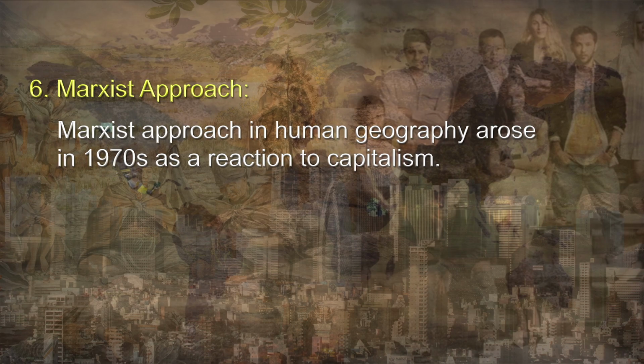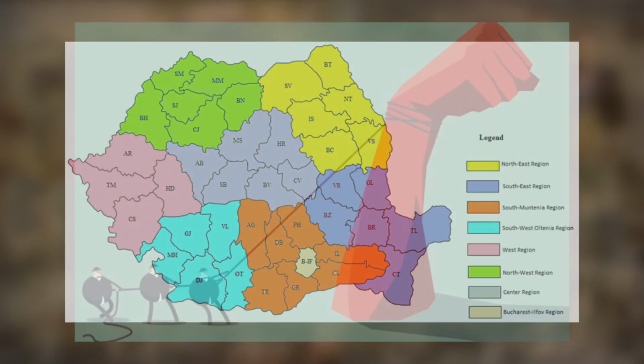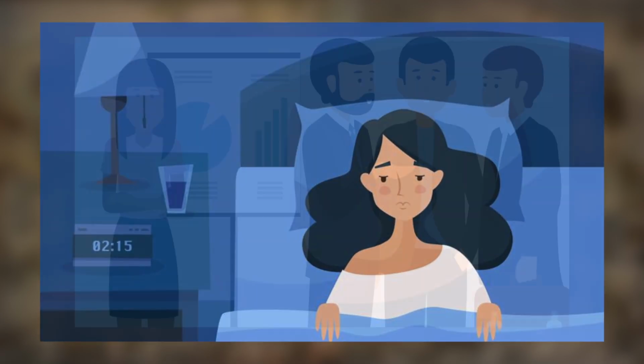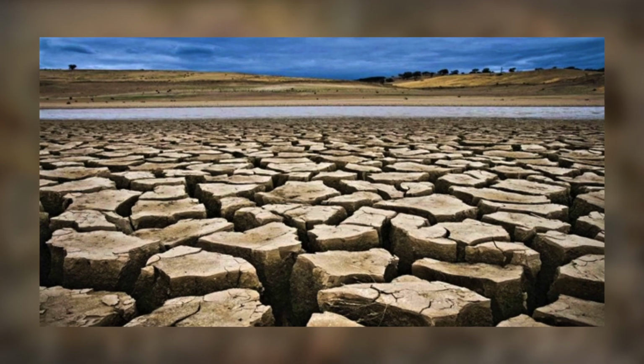The Marxist approach in human geography arose in the 1970s as a reaction to capitalism. This approach is a perspective within historical materialism, which is centrally concerned with the ways in which space, production and landforms are involved in the reproduction of specific social formations. Its main emphasis is on unequal development, regional disparities, deprivation, discrimination, exploitation and environmental degradation of the workers by those who own the means of production.